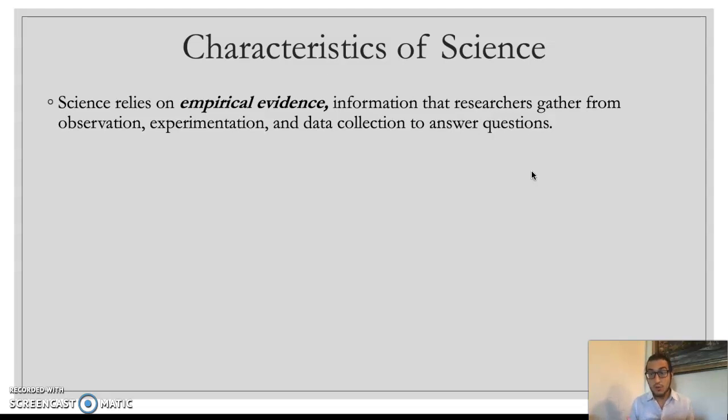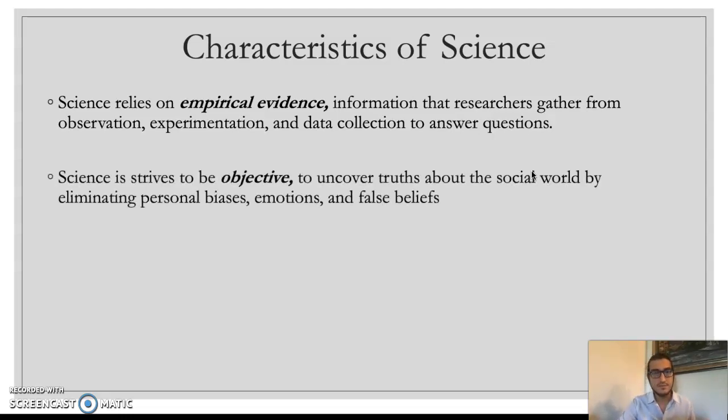It needs to be supported by things that are actually going on, not things that we just anticipate are going to happen or things that we want to see happening. We need to really focus on what data is presented to us, and the way we do that is by collecting empirical evidence. Science also strives to be objective, which means we try to uncover truths about the social world by eliminating personal biases, emotions, and false beliefs. Again, this is a very important aspect of science. This is what distinguishes everyone's general opinions about something versus scientific fact, is that science is objective.